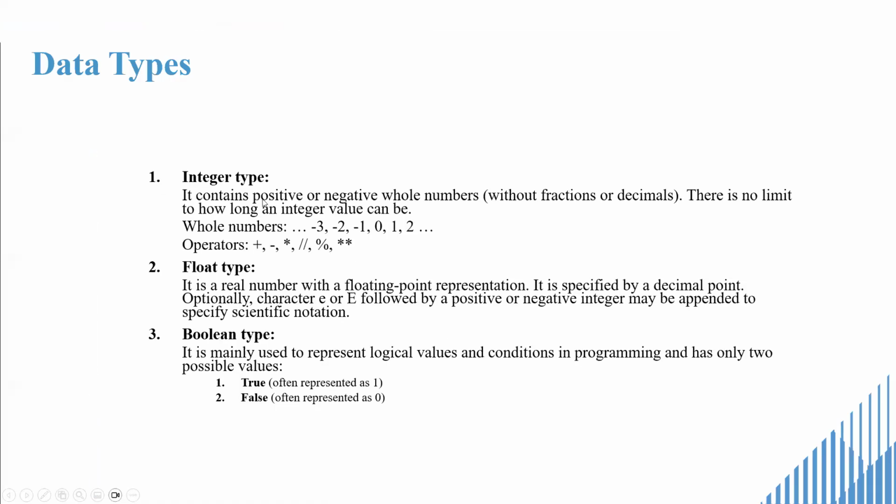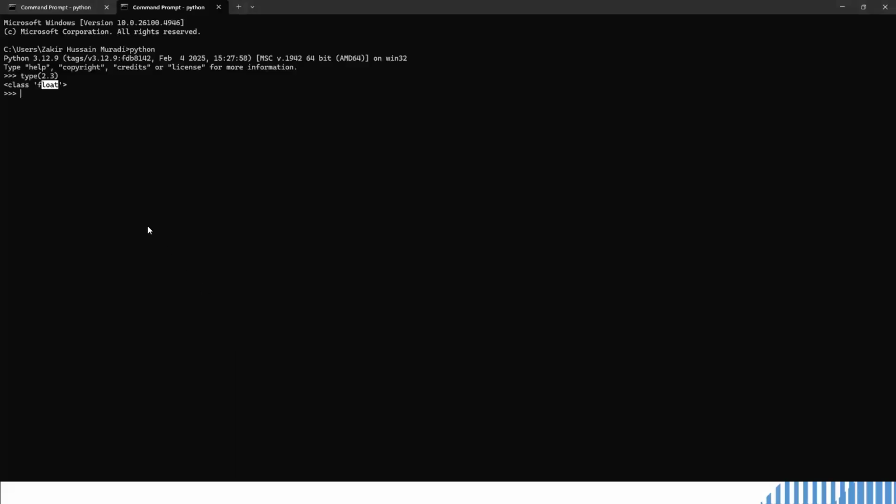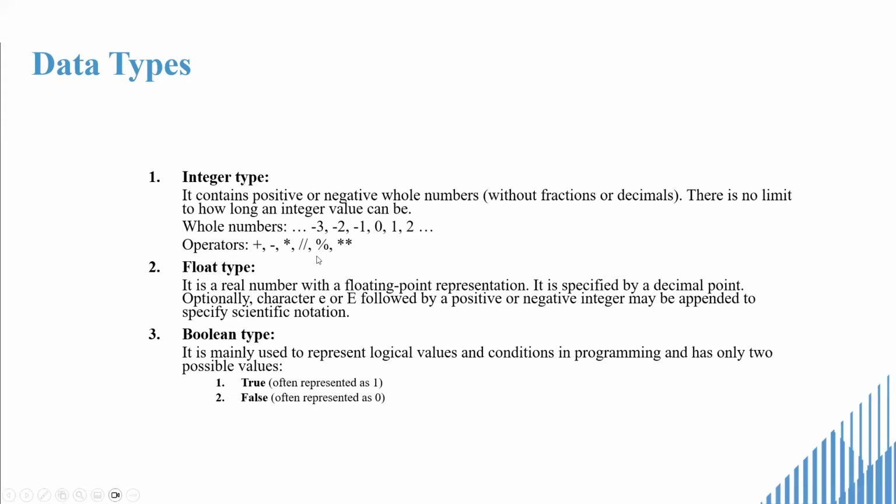So integer type contains a positive or negative whole number. It should be without fractions or decimals. There is no limit to how long an integer value can be. For example, if I say type of any number, it will give me the value integer. So there is no limit for this one.